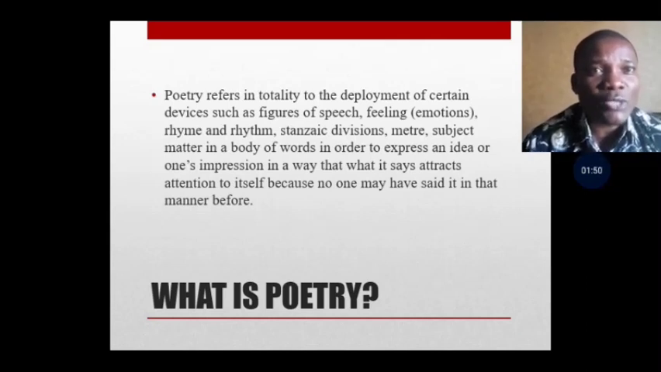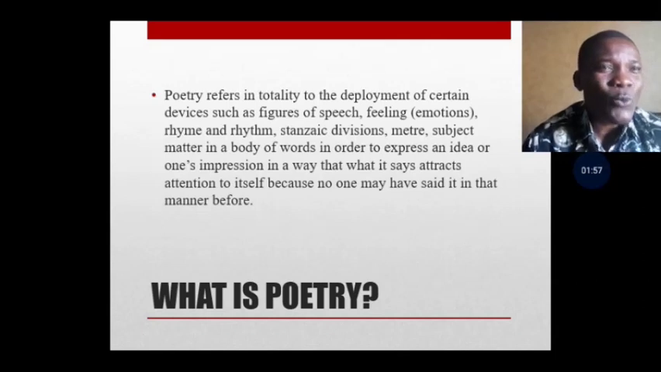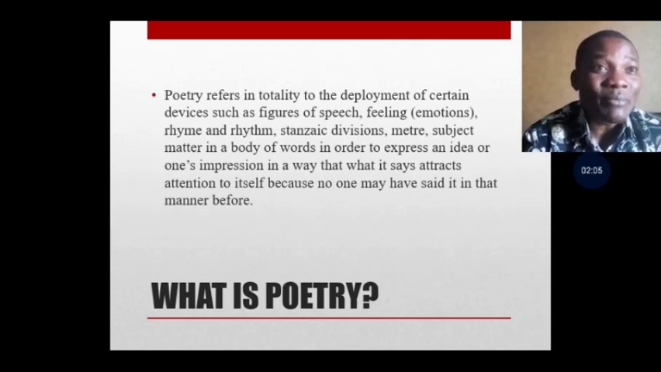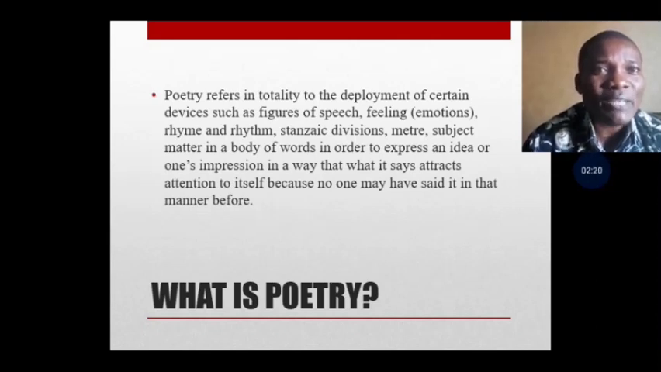Poetry refers in totality to the deployment of certain devices, such as figures of speech. So you cannot write a poem without the use of figures of speech. Of course, the figures of speech are very key because they are the bricks that you will need in writing these poems. Every poetry must convey feeling, rhyme and rhythm, stanzaic divisions, meter, and subject matter in a body of words in order to express an idea or one's impression in a way that attracts attention to itself, because no one may have said it in that manner before.